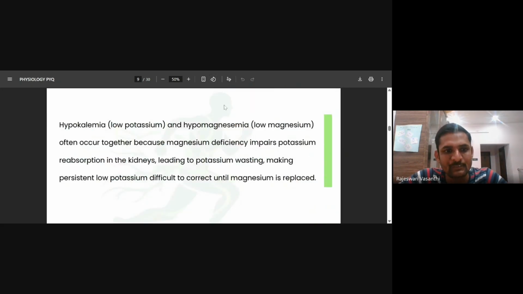Next, hypokalemia and hypomagnesemia usually occur together, because for reabsorption of potassium in the kidneys, you need some amount of magnesium. If magnesium is not there, potassium reabsorption in the kidneys is affected. This will result in both hypomagnesemia and hypokalemia.